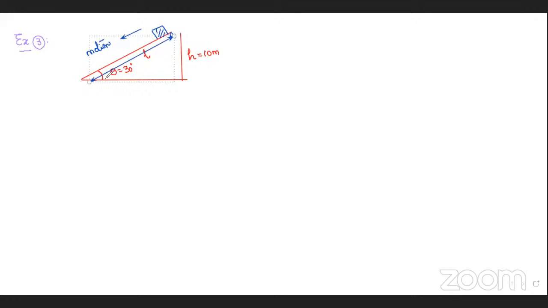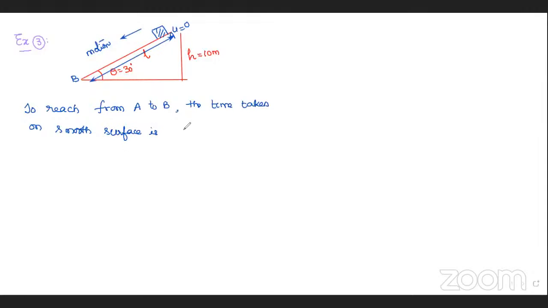Suppose directly L or H, anyone given. In this problem, I took H now, so that you can calculate L. Question is, suppose the bottom I take it as B. From A to B, dropped freely, u equals to 0 here, that you don't forget. A to B, the time taken on this AB is smooth. On smooth surface is T1.